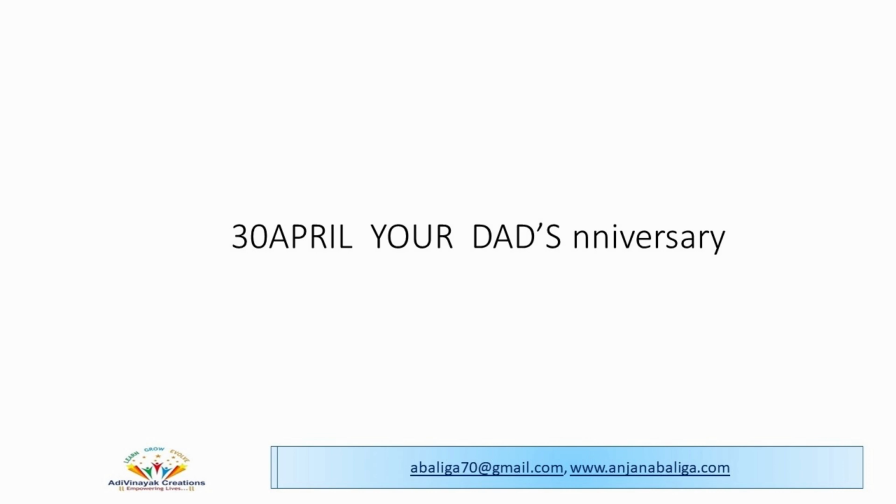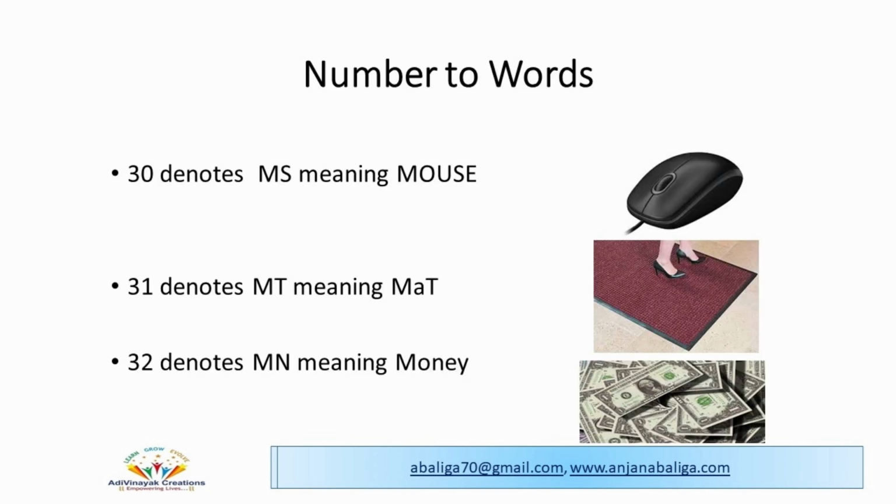3 and 0 denotes mouse. So M and S is the keyword, and 3 and 1 becomes mat, M-A-T, and 3 and 2 becomes money. So you have to link the mouse. You can take a computer mouse or a real mouse, that is an animal also, and make the vivid picture.